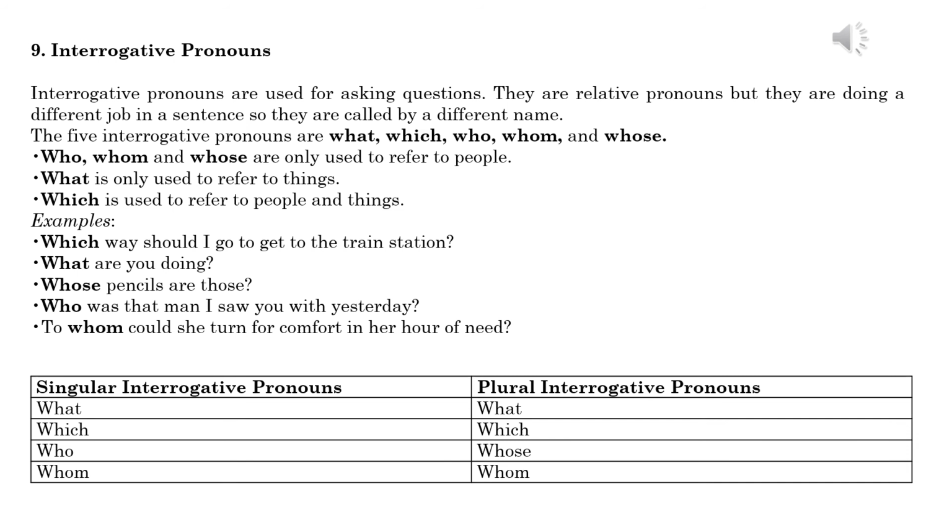Examples. Which way should I go to get to the train station? What are you doing? Whose pencils are those? Who was that man I saw you with yesterday? To whom could she turn for comfort in her hour of need? Singular interrogative pronouns are what, which, who, whom. Plural interrogative pronouns are what, which, whose, whom.